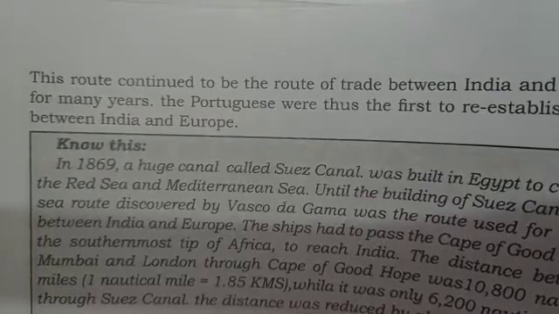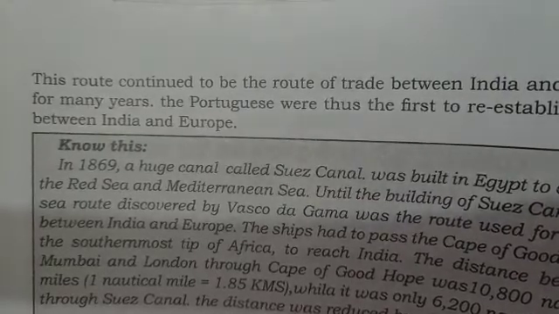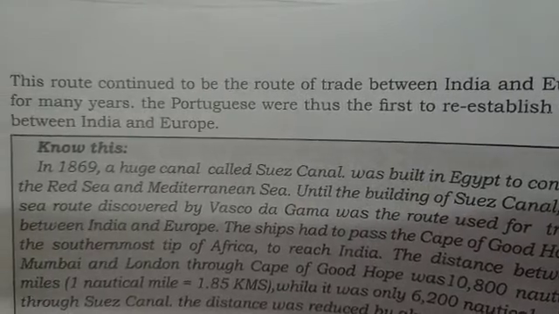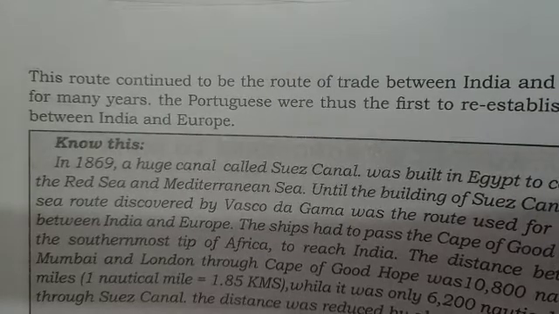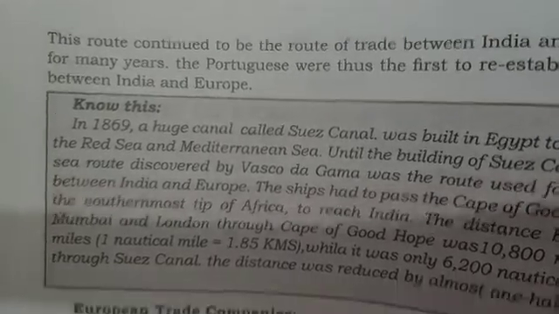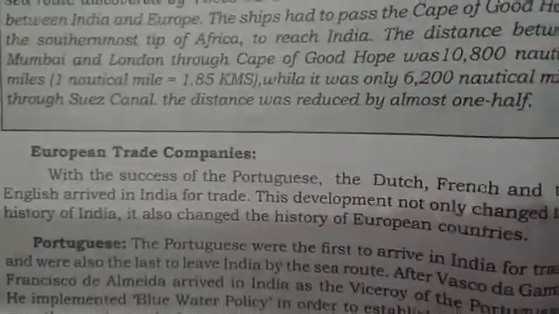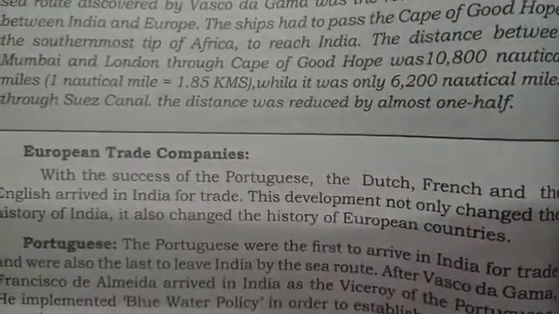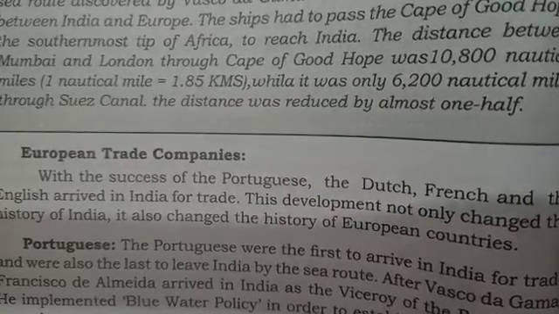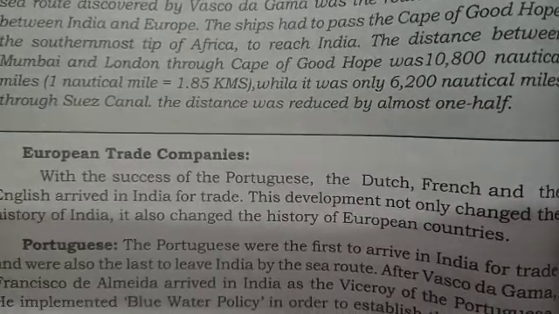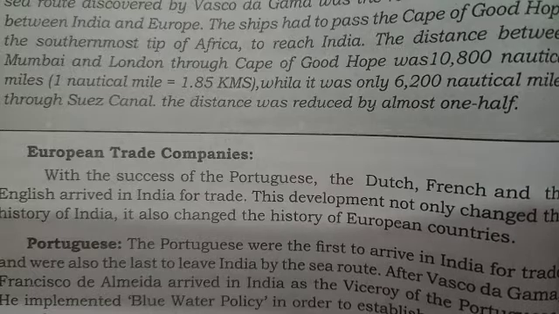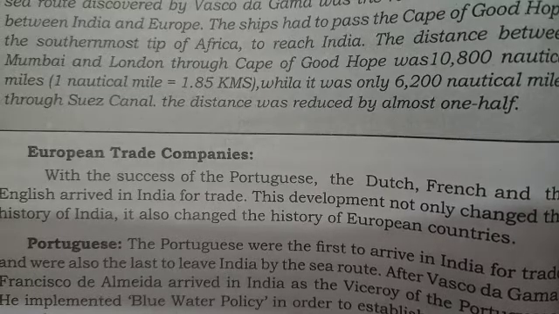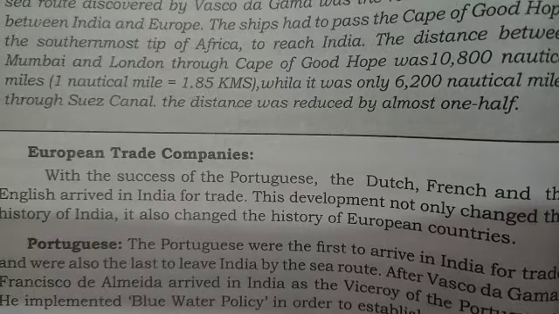The route discovered by Vasco da Gama continued the trade between India and Europe for many years. The Portuguese were the first to re-establish trade between India and Europe. Now, which are the European trade companies? With the success of the Portuguese, the Dutch, French and English arrived in India. The main purpose of their arrival was trade. This development changed the history of India, and it also changed the history of European countries.